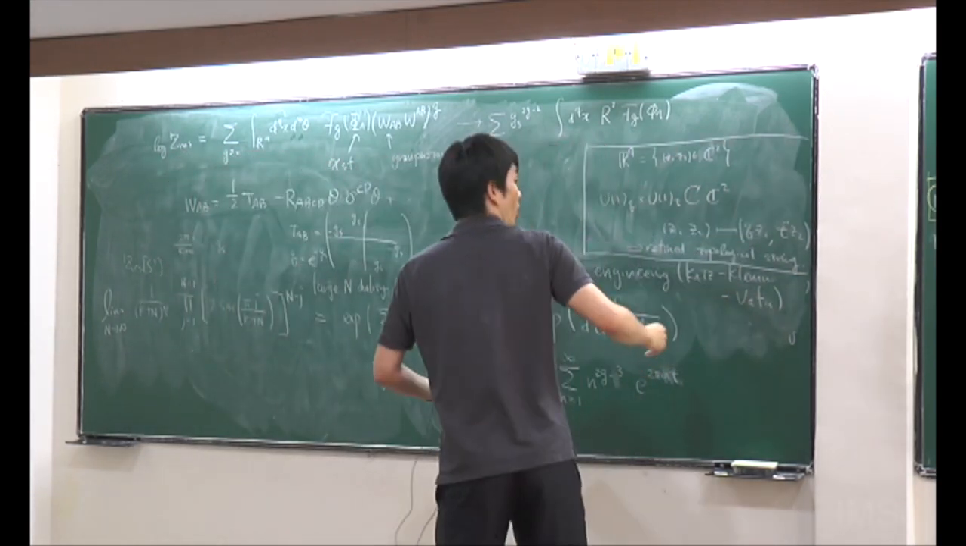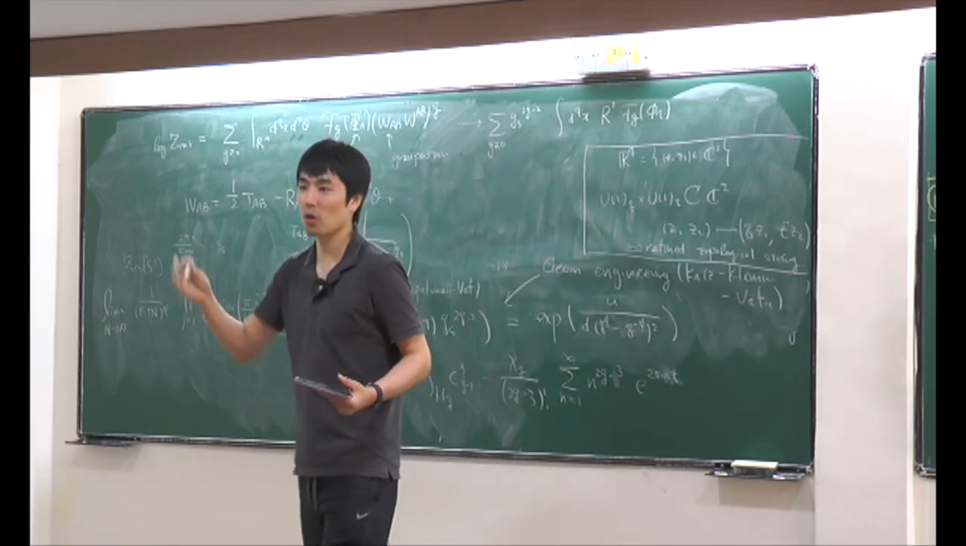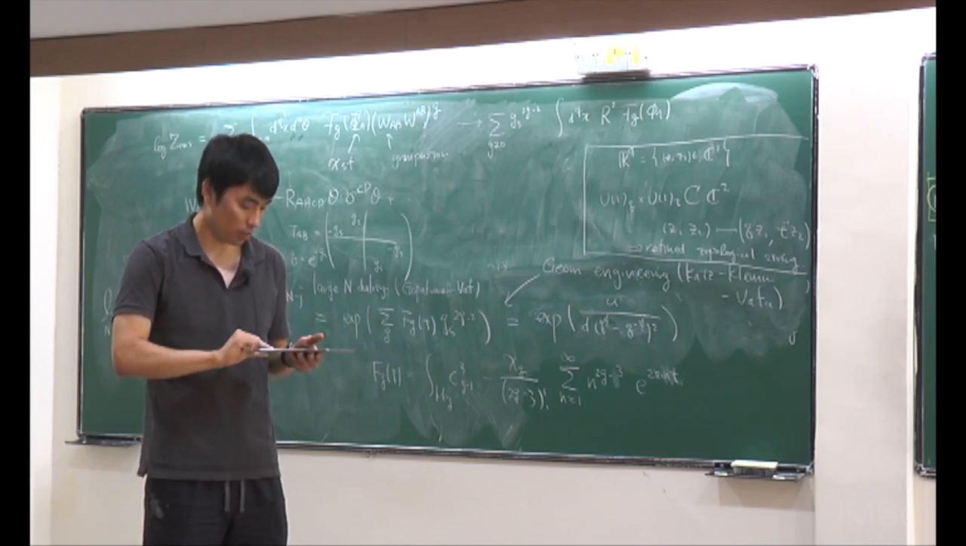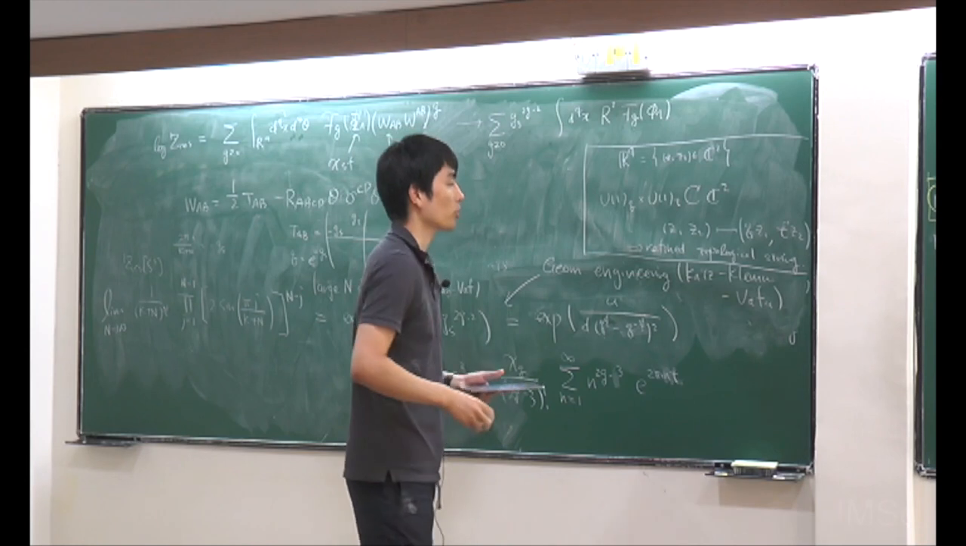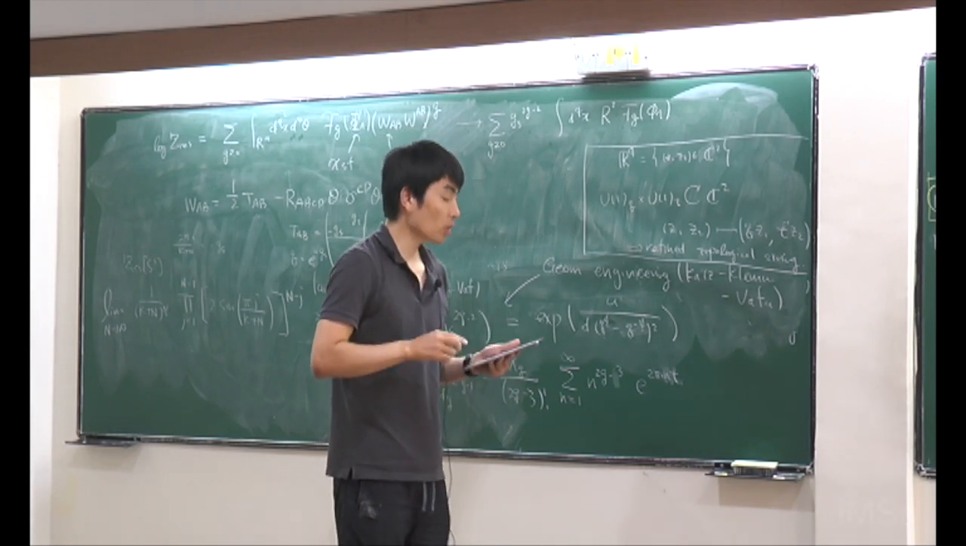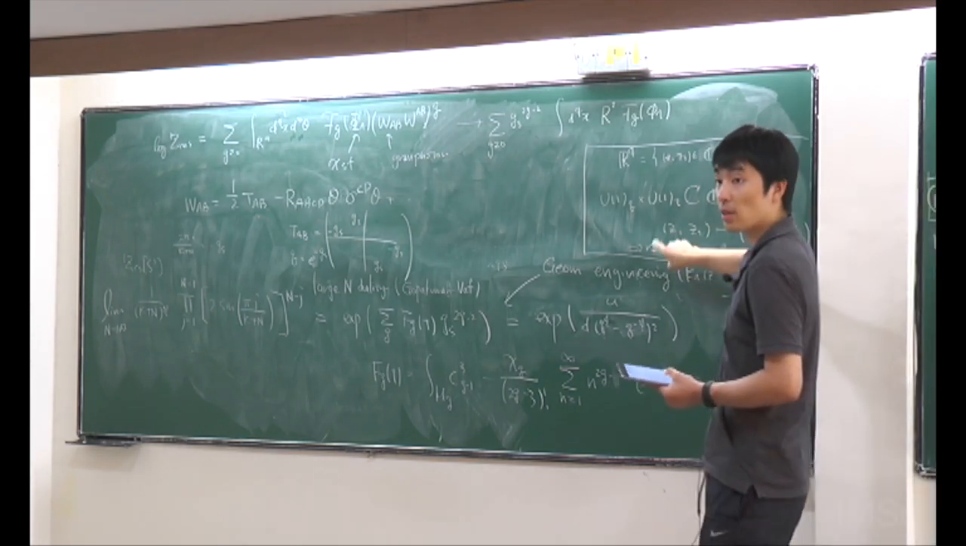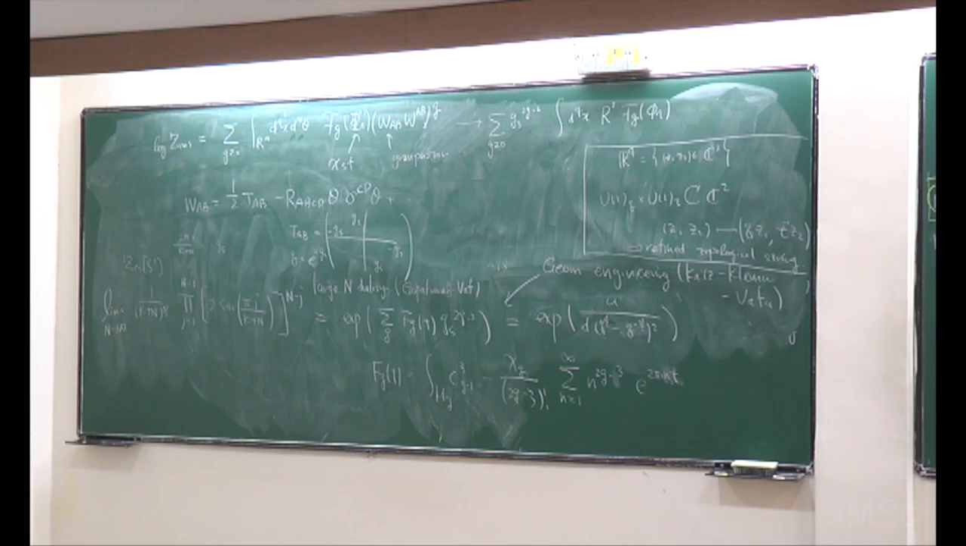So the story of Gopakumar-Vafa and Ooguri-Vafa is already 20 years ago, and I just want to make progress from then. So I just want to consider a refined topological string. Then the story becomes much more interesting. And so you just put the Z1 plane, and M5 branes on the Z1 plane, inside R4.